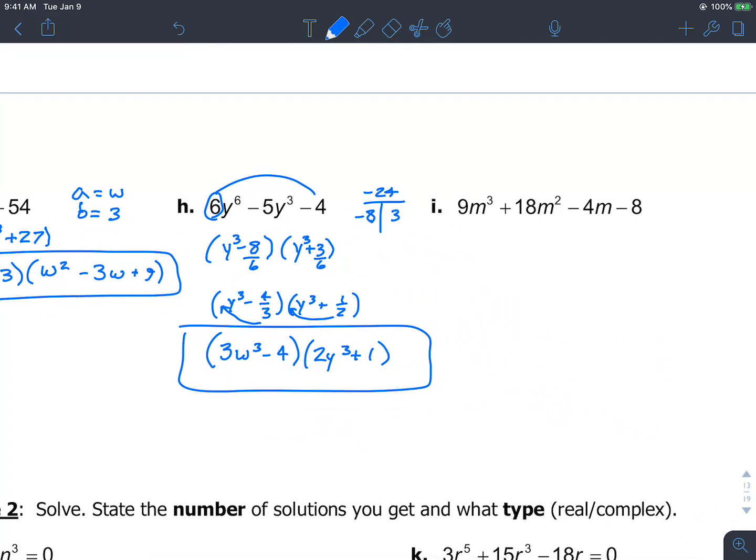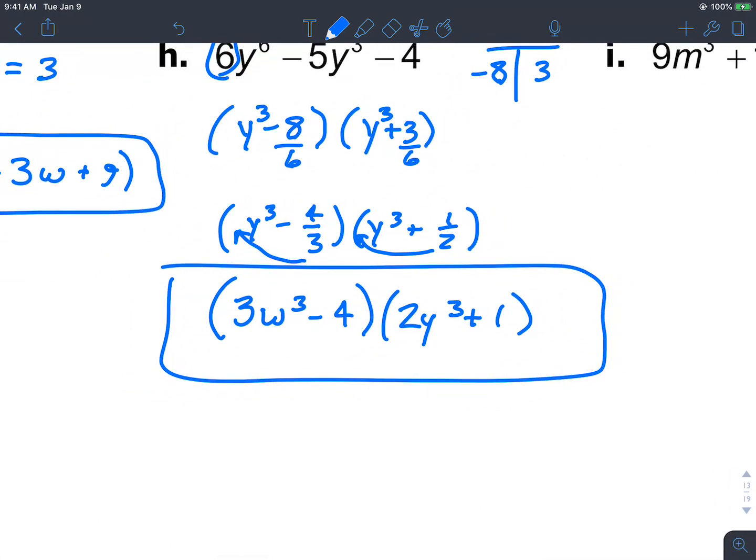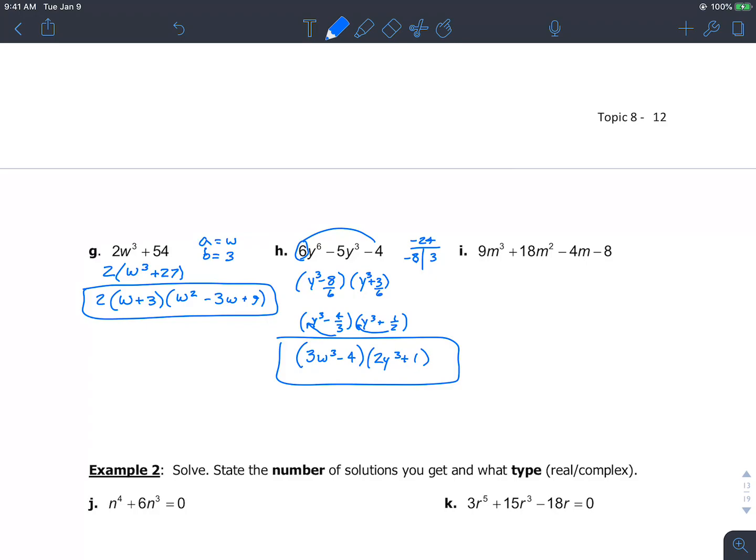Okay, you can try doing something with 3y cubed minus 4. I don't think that actually factors anymore, so that's how we leave our answer.